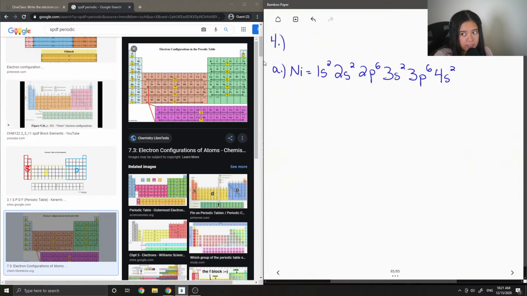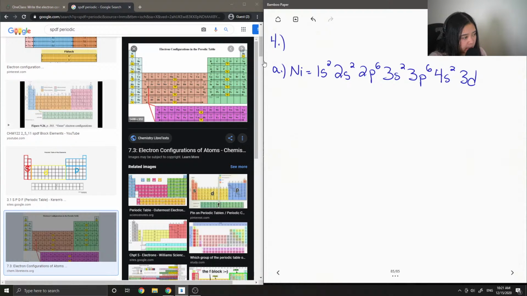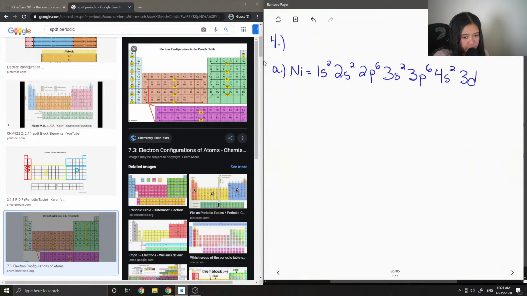When we get to the D block, it's going to be the row number minus 1, so we write 3d. Then we count up to our desired element, nickel: 1, 2, 3, 4, 5, 6, 7, 8, and we get 3d8. This is for a neutral nickel atom. The question asks for nickel 2+.